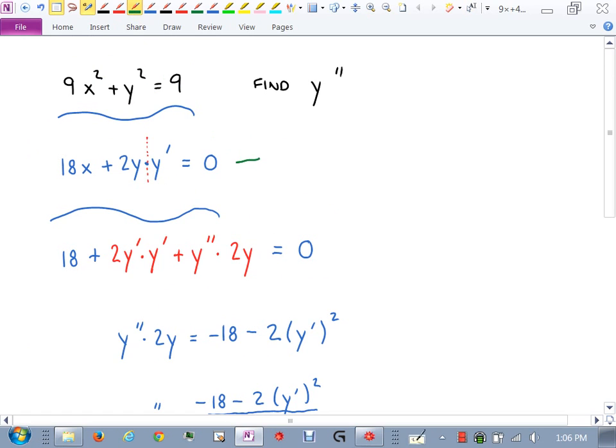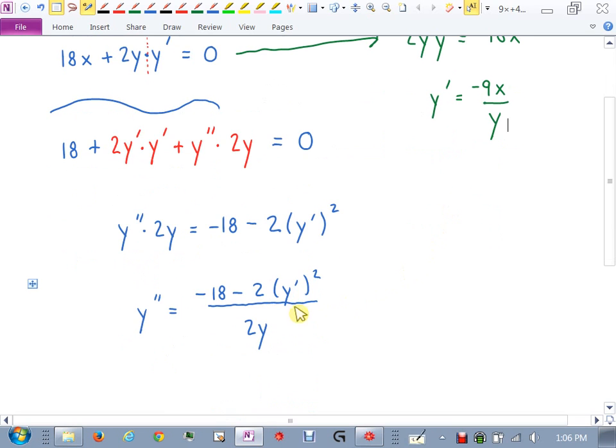I'm going to take this. If I solve that for y prime, I move the 18x to the other side. So 2y y prime equals negative 18x. And then divide both sides by 2y. You get negative 9x over y. Do you all agree? Divide the negative 18 by 2, you get negative 9. Divide x by y, you get x over y. So that's what y prime is.